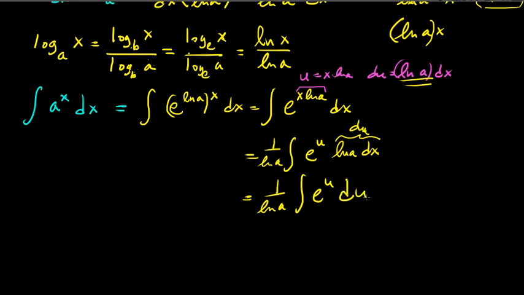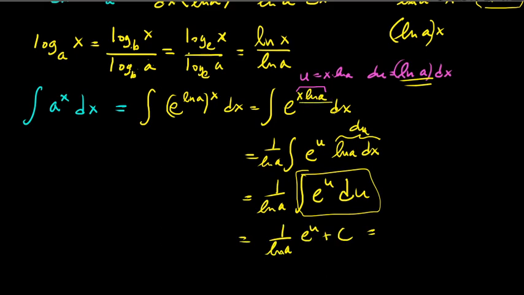So the integral of e to the u du, of course, is just e to the u plus c. So you get 1 over natural log of a times e to the u plus c. But u, of course, was x log a. And e to the x log a divided by log a is really just a to the x. So this is a to the x divided by natural log of a plus c.